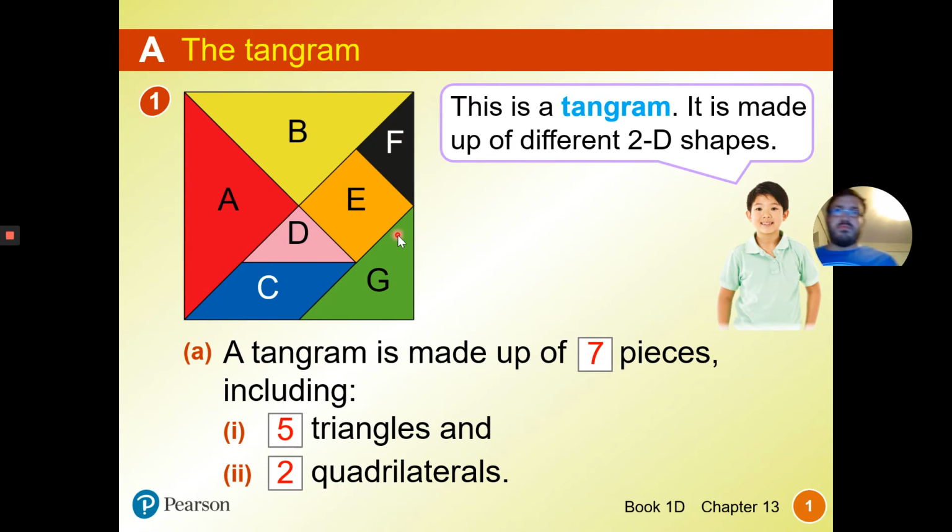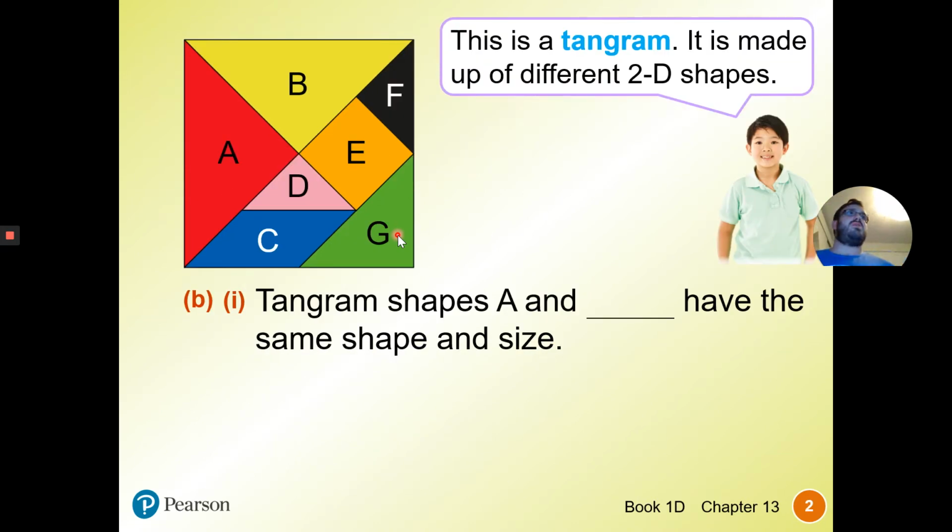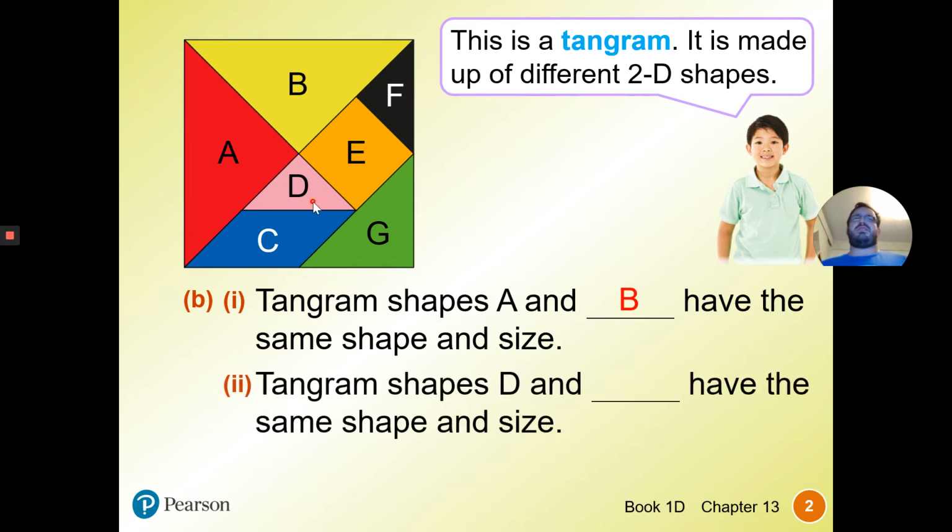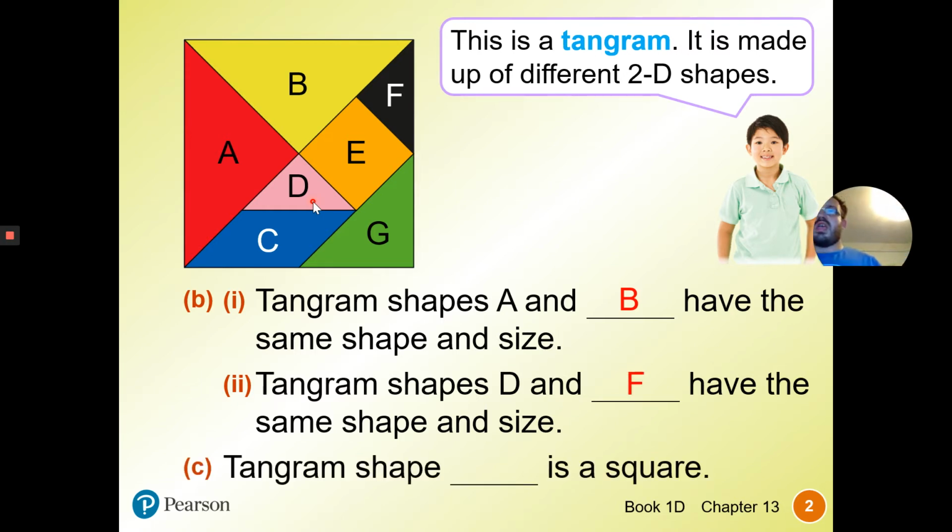Okay, so this tangram is made up of different 2D shapes. Tangram shapes A and B have the same size. A and B are the same size. Tangram shape D and something have the same size and shape. So which one does D have a similarity to? Well, that would be letter F. And tangram shape E is a square. Which one of these is a square? It would be E.